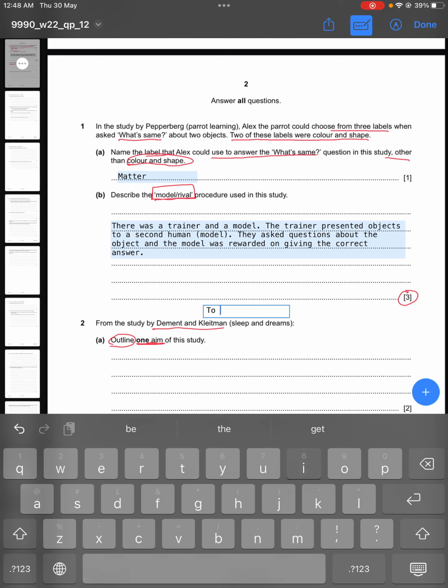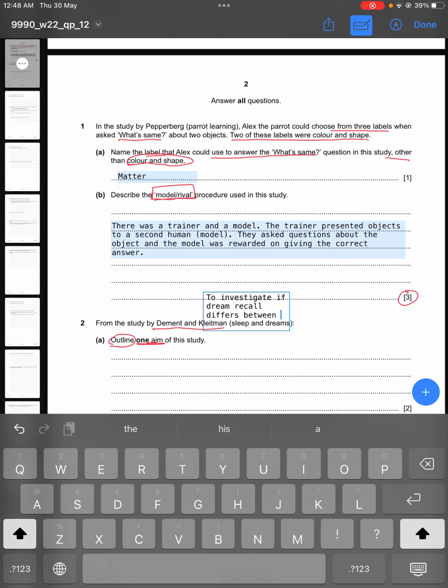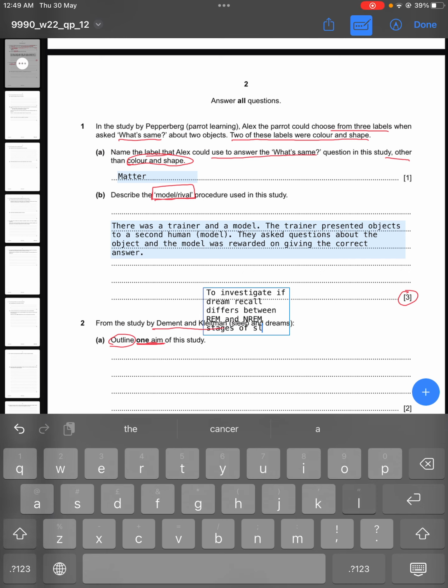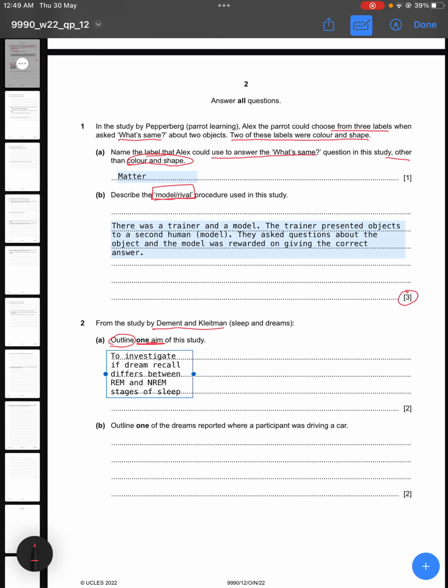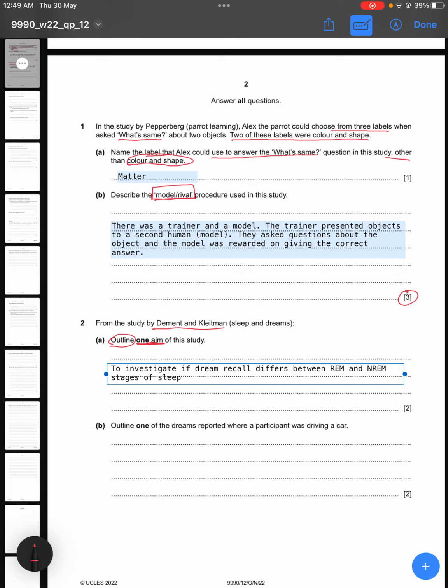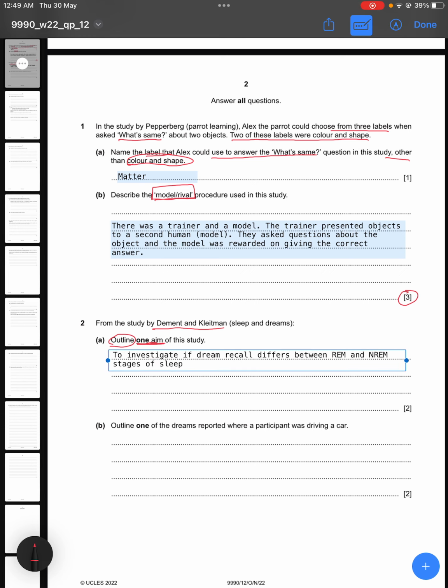So one of the aims was to investigate if dream recall differs between REM and NREM stages of sleep. If you are writing that one of the aims was to investigate the dream recall or the recall differences, or if you're writing that it was to investigate if dream recall differs between different sleep stages, you're going to get 1 mark for it because you're not mentioning which sleep stages. So the sleep stages were REM and NREM, so you need to mention that to gain full marks.